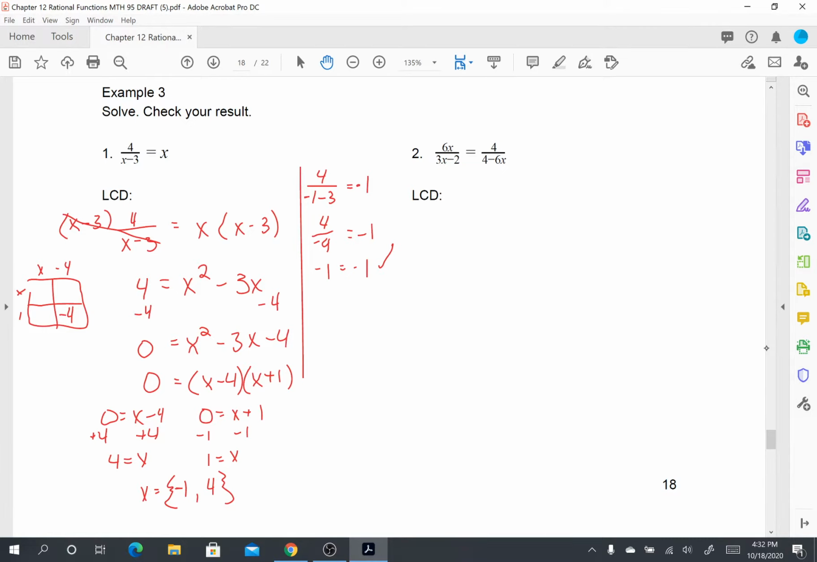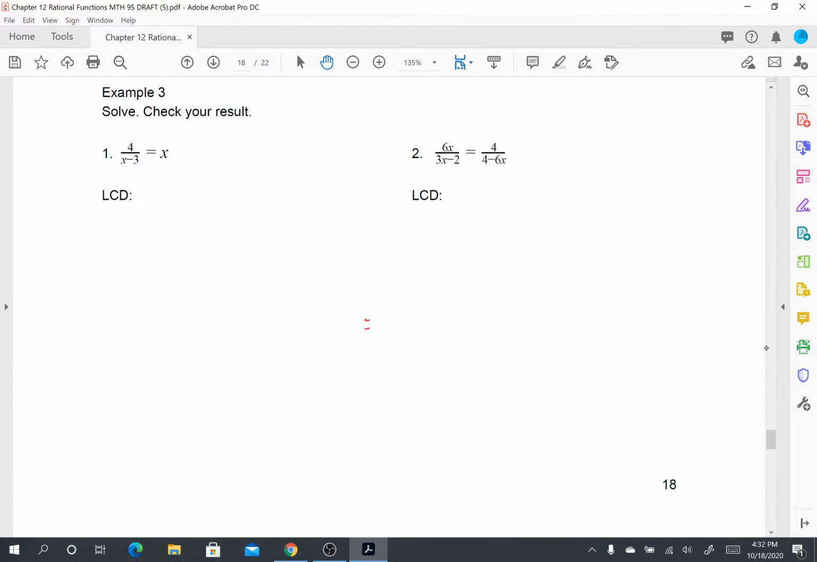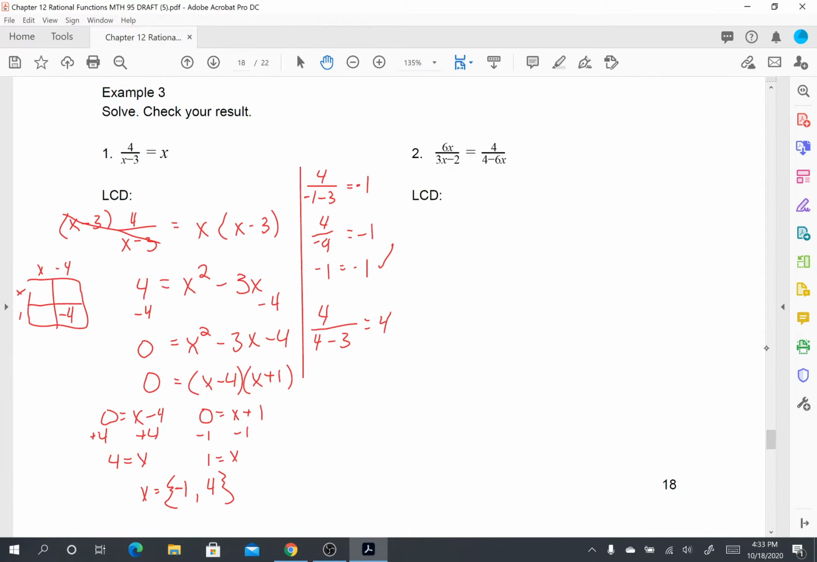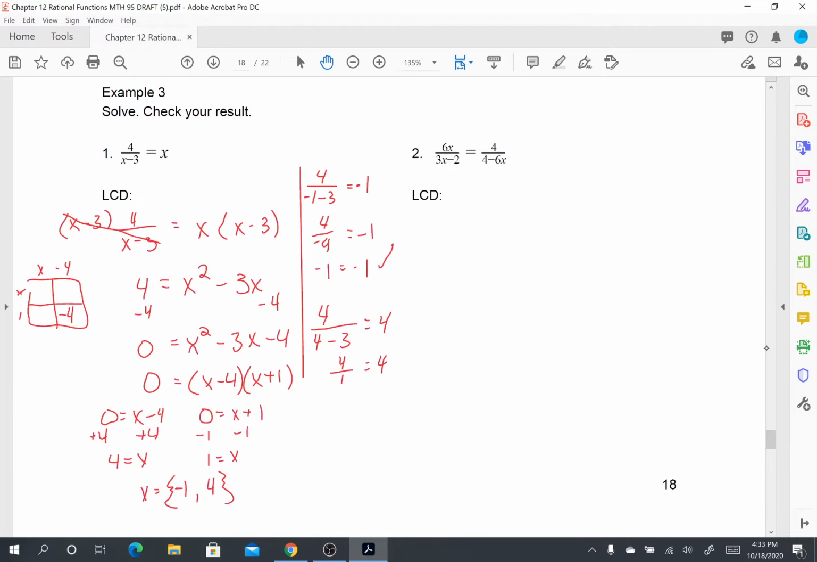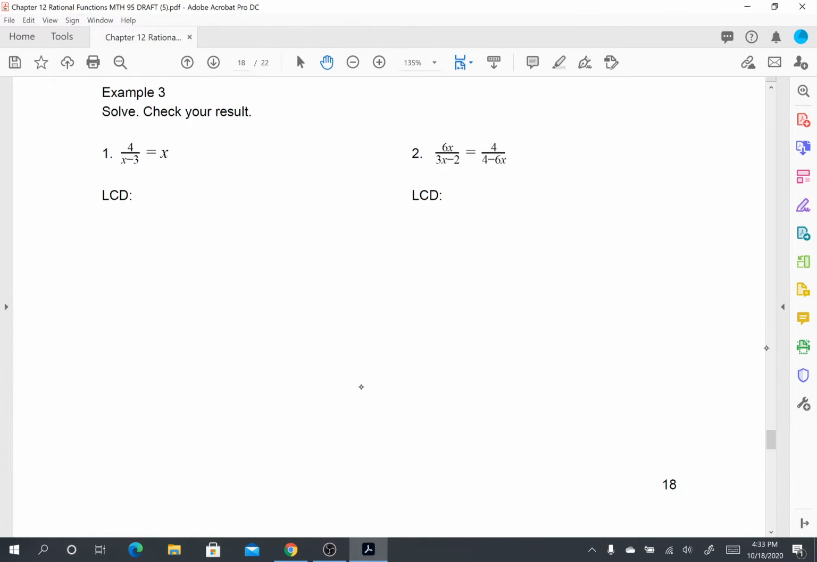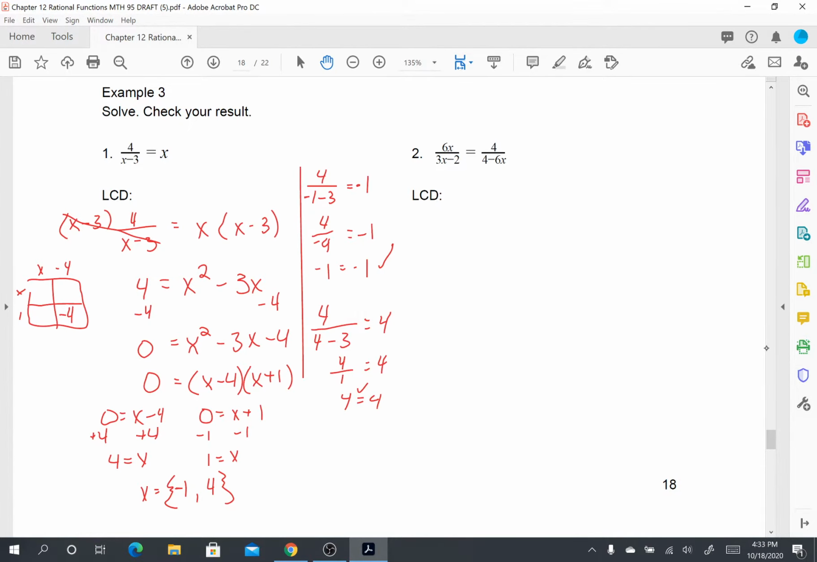All right, let's check the other one. That's going to be putting 4 in for x on both sides. 4 over 4 minus 3 equals 4. And we would have 4 over 1 equals 4. And that would be 4 equaling 4. 4 does equal 4. We're happy about that. Both of our solutions are real solutions.